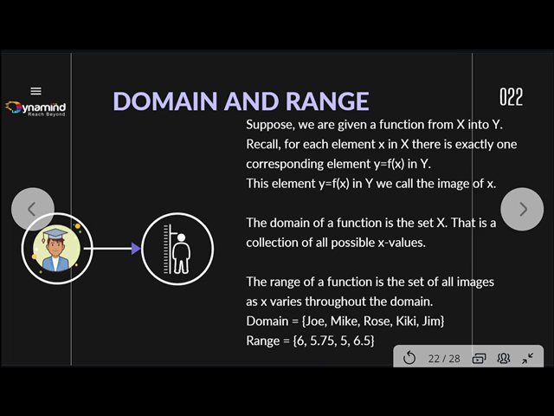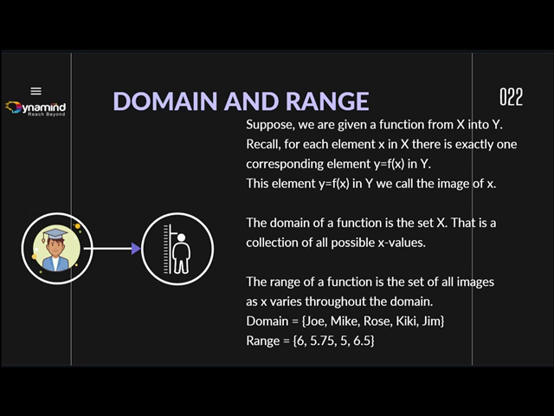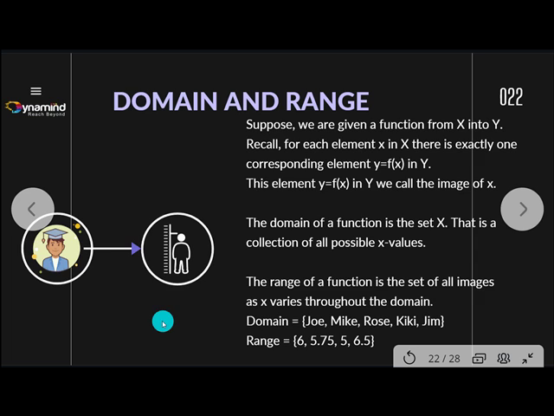We come to an important idea called domain and range. You have seen that if students were put in one set, say x, a unique height corresponds, and height can be put in a different set, y. Then the set containing students like Joe, Mike, Rose, Kiki, Jim is the set x, the independent variable, and this is called the domain. And the set containing various heights like 6 feet, 5.75, etc., this is the range.